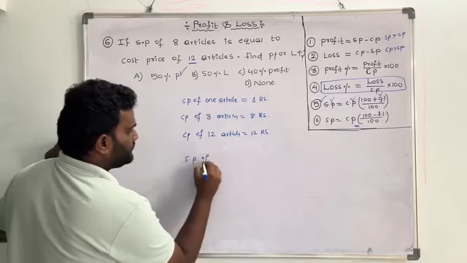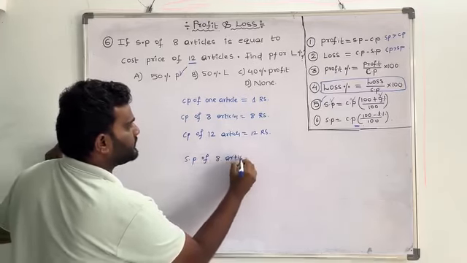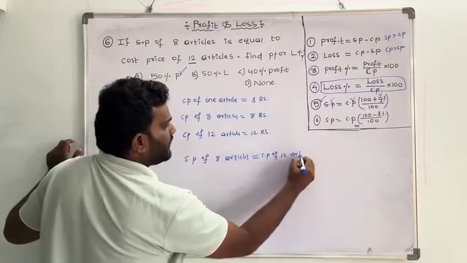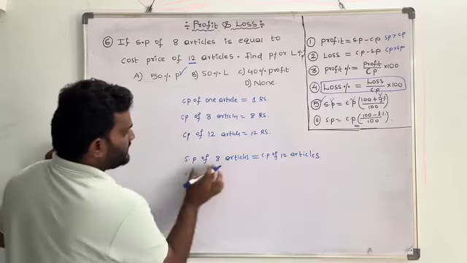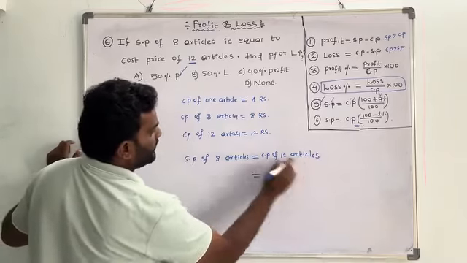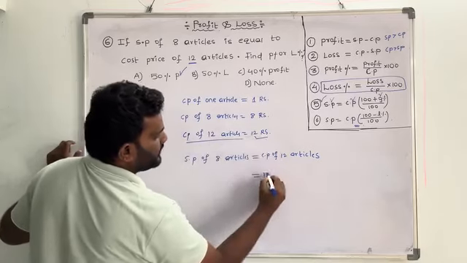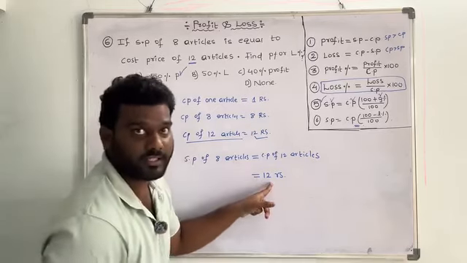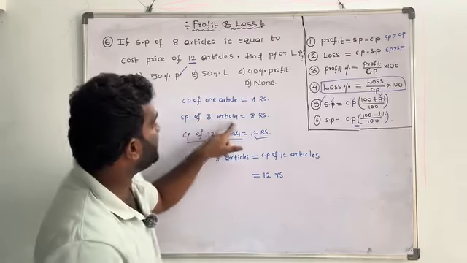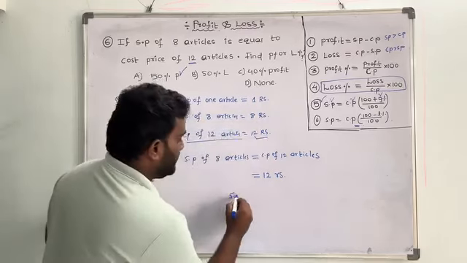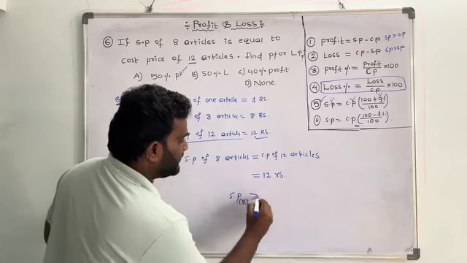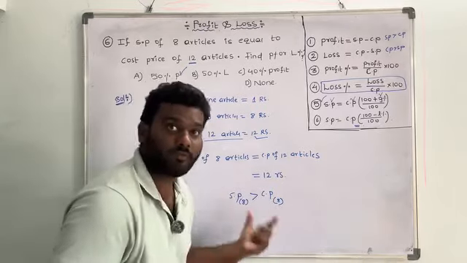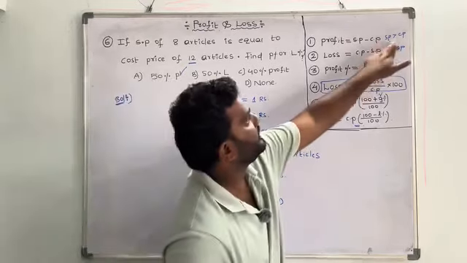Let me write that condition. Selling price of 8 articles is equal to cost price of 12 articles. The cost price of 12 articles is 12 rupees. So if the selling price of 8 articles equals 12 rupees, and the cost price of 8 articles equals 8 rupees, here the selling price of 8 articles is greater than the cost price of 8 articles. Here it is profit. Selling price greater than cost price, profit.